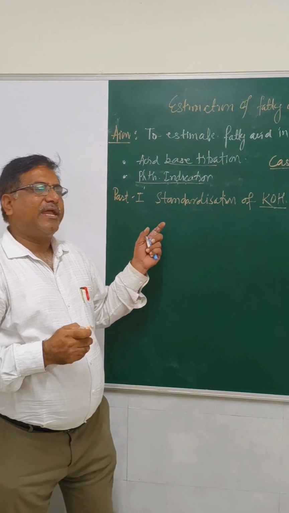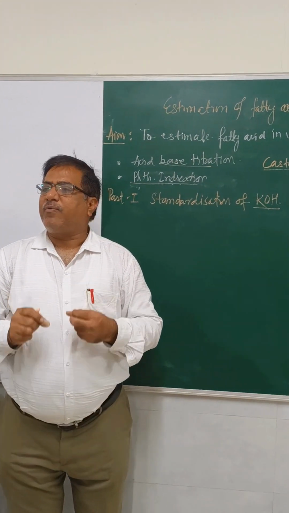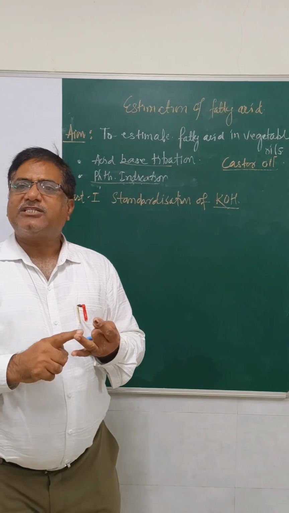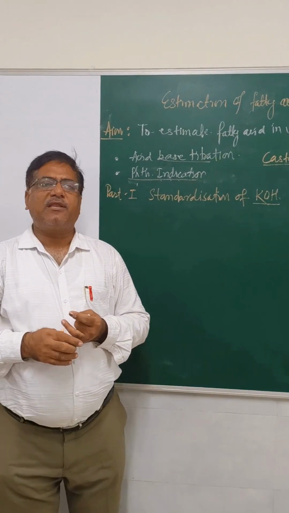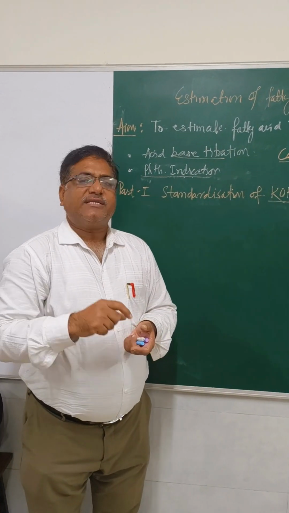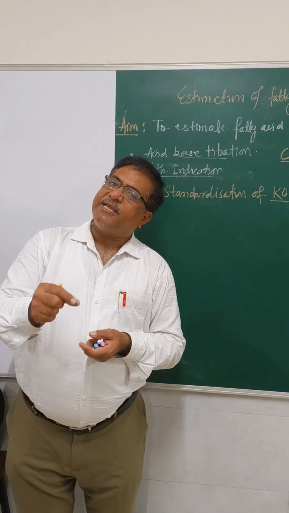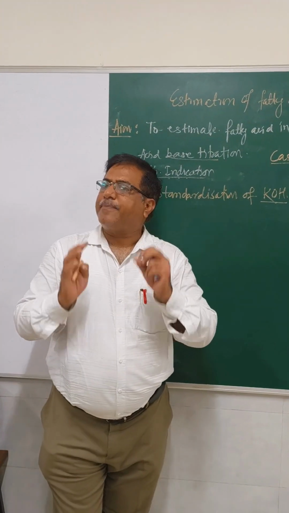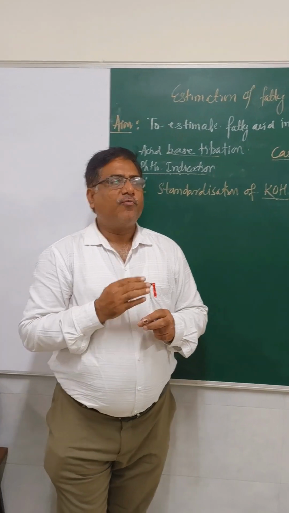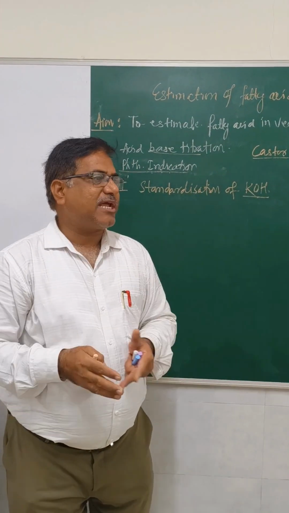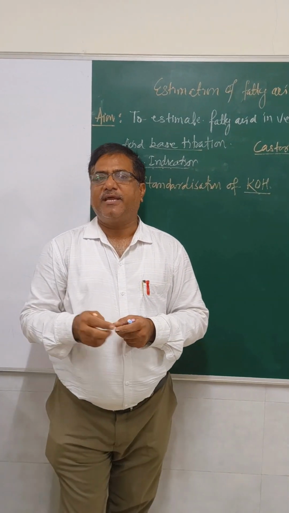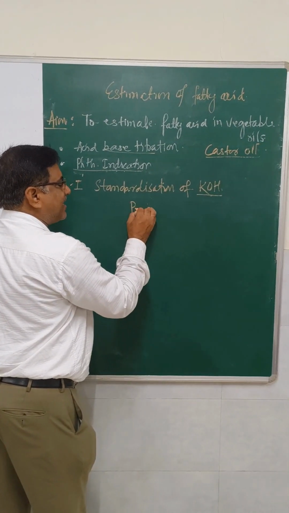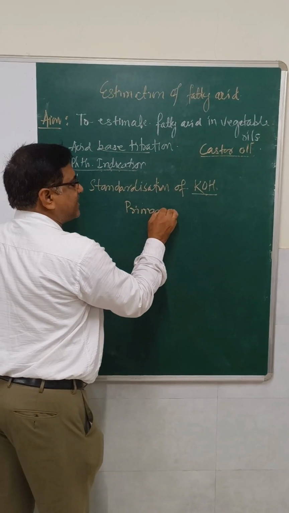For any estimation we require to calibrate the burette, pipette, as well as the other things essential for the titration. Secondly, we have to standardize the chemicals also, because there are two types of chemicals. One chemical is the primary standard and another is a secondary standard. So we will understand the characteristics of the primary standard.